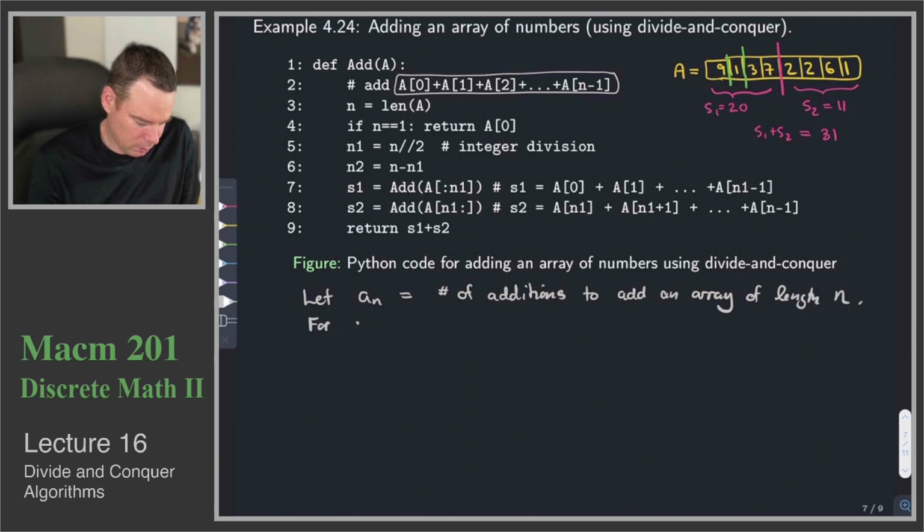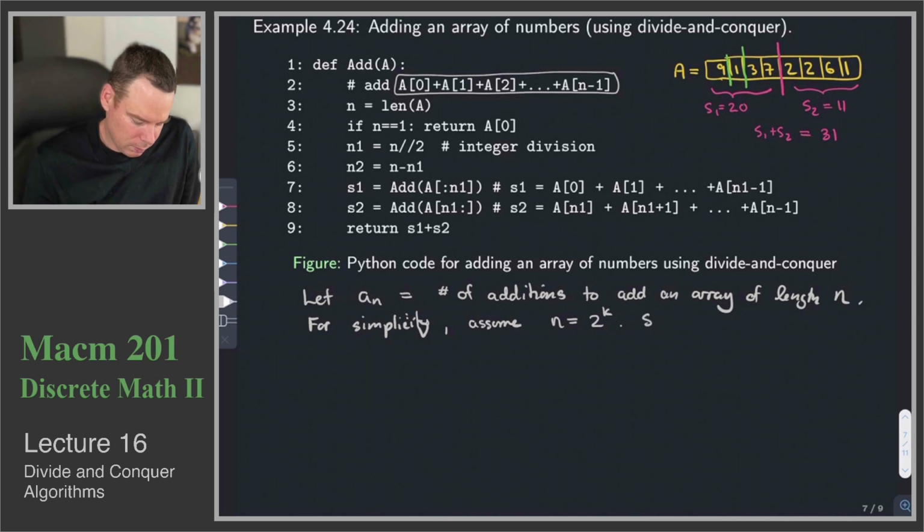For simplicity, since we are going to be splitting it down, halving it and then halving it again and halving it again like I've done here, it makes things easier to analyze if we assume that the length of the array is a perfect power of 2. So for simplicity, assume n is equal to 2 to the power of k.